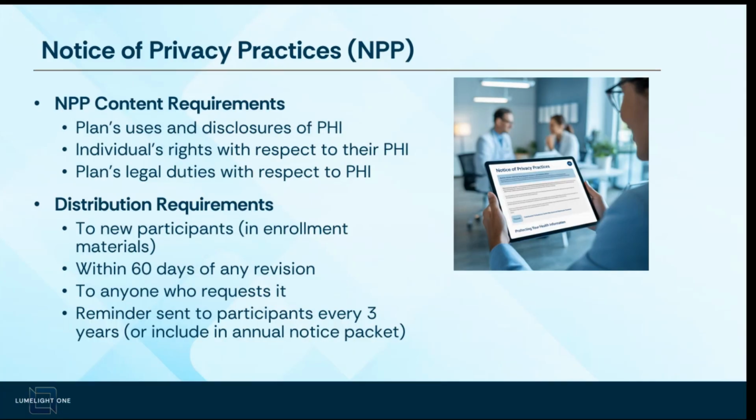The notice must be distributed when individuals are initially enrolled, upon request, and if there is any revision to the content, then it must be distributed within 60 days. And if no revisions are made, a reminder regarding the availability of the notice must be provided every 3 years. Most often, employers will simply include the notice in their open enrollment materials that they'll distribute annually, and that will take care of this requirement.